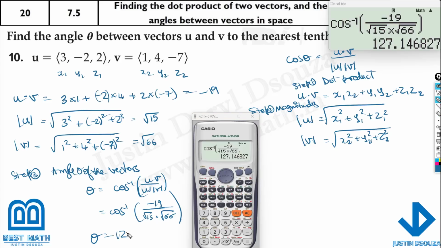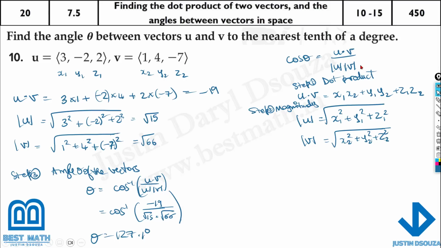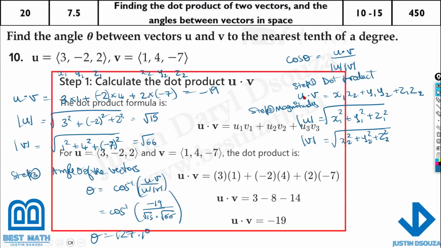Theta equals 127.15 degrees. I've just rounded off to the nearest tenth. It'll be 1 itself. 127.1 degrees. So that's the final answer. I'll do one more problem with more detail. I'll write exactly what you must write in your exam.